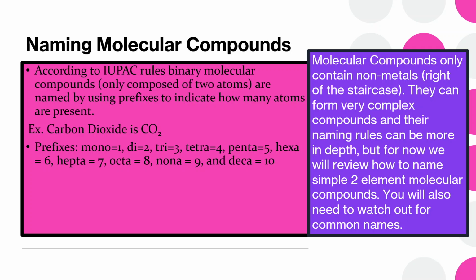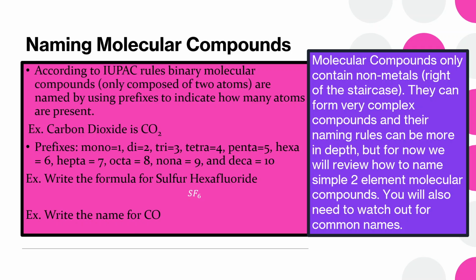But if there's one of the first element, carbon, I don't write mono-carbon. So let's do a couple examples here. Sulfur hexafluoride. So sulfur, it doesn't tell us what prefix there is, so by default we're going to go to there being 1 sulfur. Hexafluoride, hexa means 6, and fluoride is F. So the formula for sulfur hexafluoride is going to be SF6.